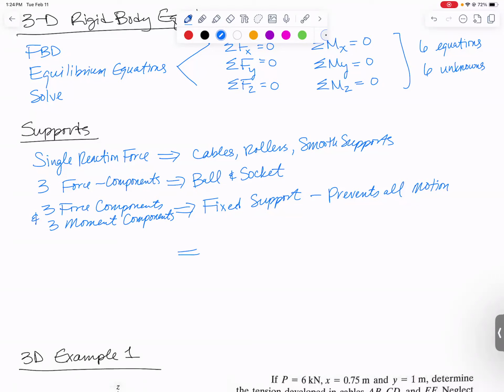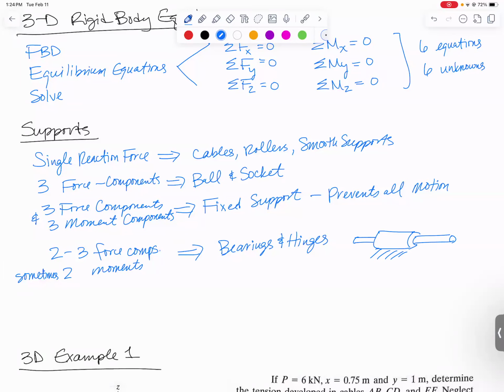The final group I want to talk about are what we call bearings and hinges. Depending on the situation, you will typically have 2 to 3 force components and sometimes 2 moment components. Usually it's a support for a round shaft that is designed to allow that shaft to rotate about the axis of the shaft, but it's typically going to prevent it from moving up and down, and prevent it from moving forward and backward.